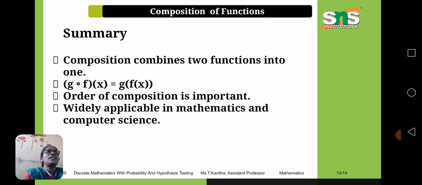Composition of functions is widely used in daily life, business, engineering, economics, and computer science, that is banking and finance. Suppose one function calculates interest, another function deducts tax. Banks use composition for loan calculation, interest processing, tax deductions, and investment growth. And online shopping also, one function adds GST, another gives discount.